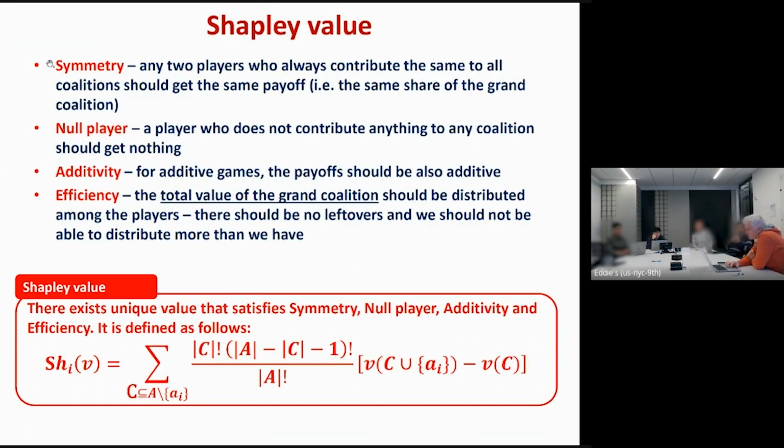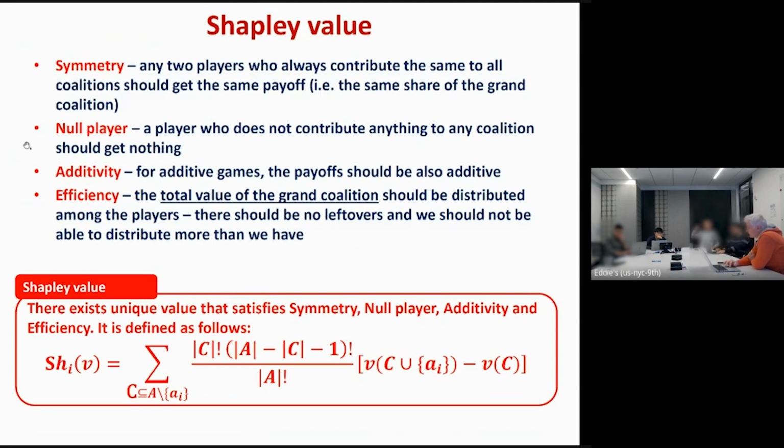As well, one of the seminal papers of Shapley observed that this is the only way to divide the contributions that satisfies some axioms. He defined the axioms, which are symmetry. Symmetry means that if two players always contribute the same to all coalitions, they should get the same payoff. Then there is the null player axiom. If a player does not contribute anything to any coalition, it should get nothing.